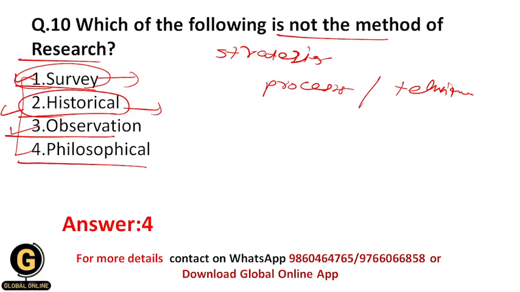And observation is the most used data collection method in different kinds of research types, right? Within observation, the researcher can use strategies or techniques such as participant observation, which is one strategy, and non-participant observation, which is another strategy. All of these are methods of research, but philosophical is not a method of research, and that's why your correct answer should be 4.